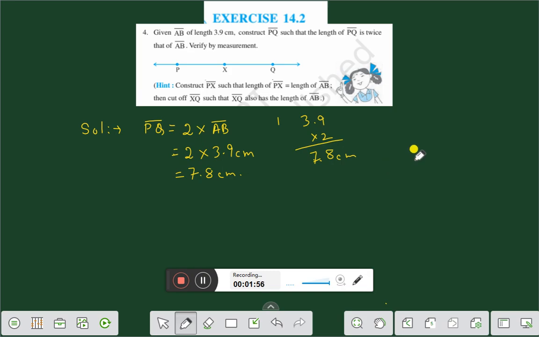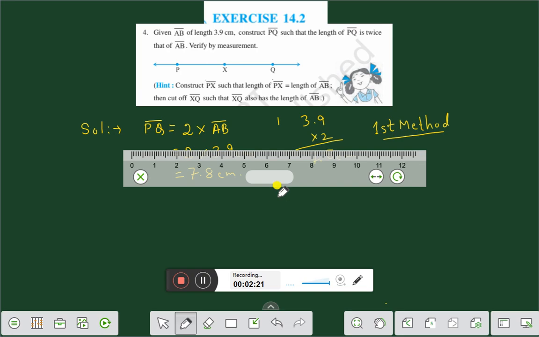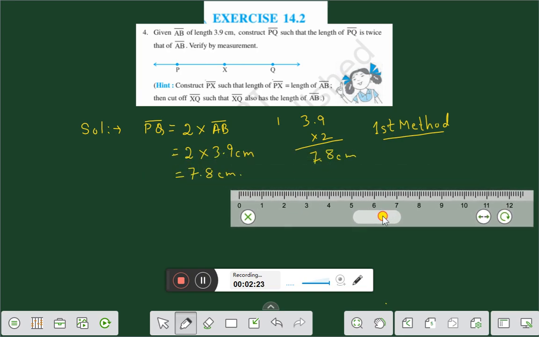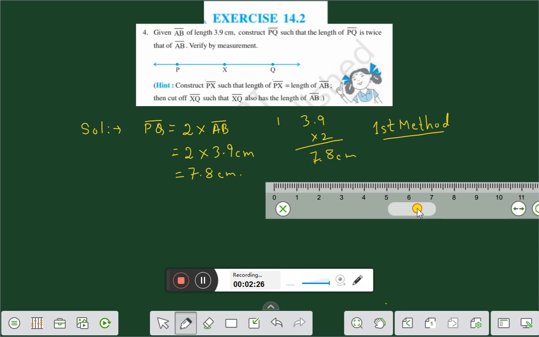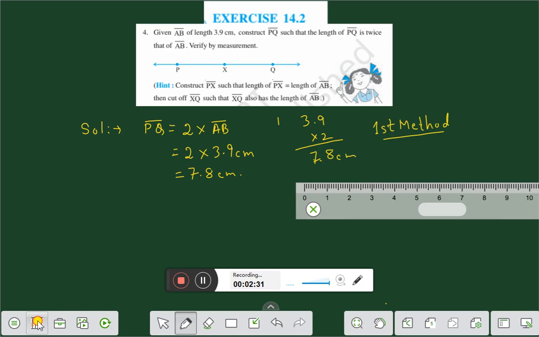This is the first method. We will use the second method also. There are two methods to draw this line segment. First method is, let us draw AB, that is 3.9 centimeter. Let us take a ruler, and first you draw AB, equal to 3.9 centimeter. Take a line.